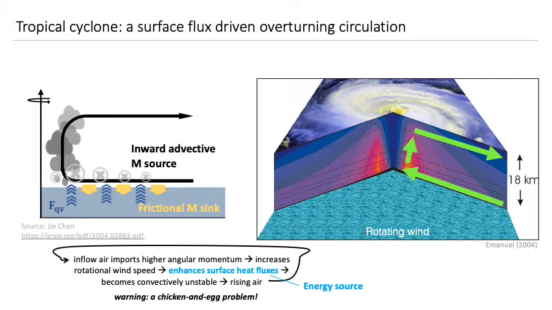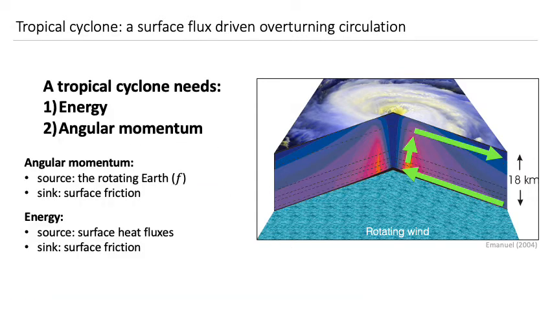I've highlighted this in blue here. This enhances surface heat fluxes, which is the energy source for the system. We're going to put equations to this in a moment. The other part is increasing the rotational wind speed, so that's enhancing surface friction, because you have stronger winds near the surface, and that's going to be your energy sink. These are the things that are going to be battling each other, and we'll go through this quantitatively.